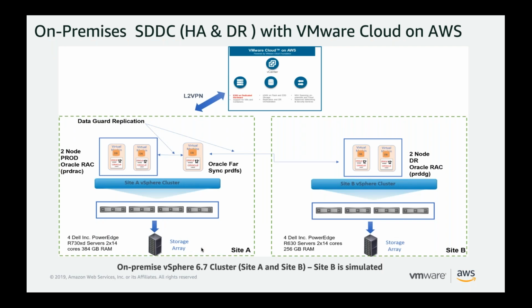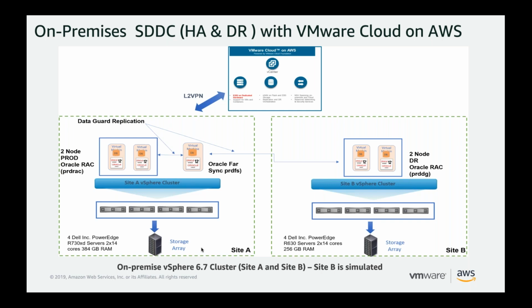So let's take a look at the example setup shown in the architecture here. We basically have an on-premises vSphere cluster. We have site A running production workloads and site B running dev, test, and disaster recovery workloads. Both site A and site B are in a hybrid link mode. Site A and site B vSphere clusters have access to dedicated storage.